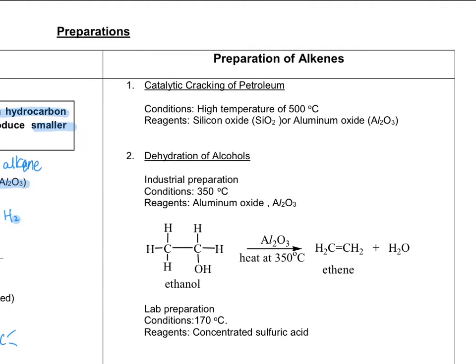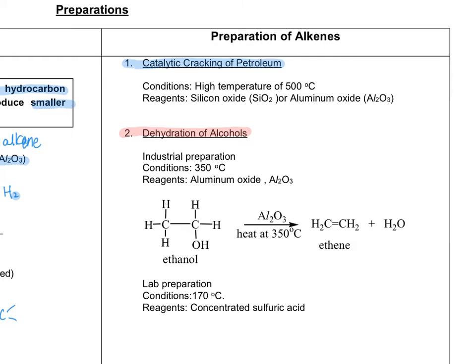So I mentioned just now, cracking is one of the methods that I can get my alkene. The conditions are the same, so you can refer to what we did just now. The second way of preparing alkene is actually dehydration of alcohol. In the industry, the conditions required are 350 degrees Celsius and aluminium oxide as a catalyst.